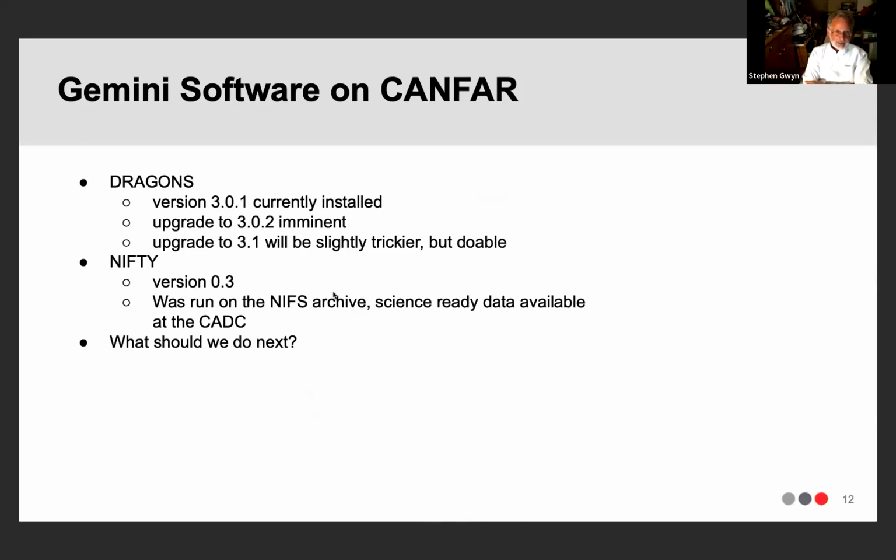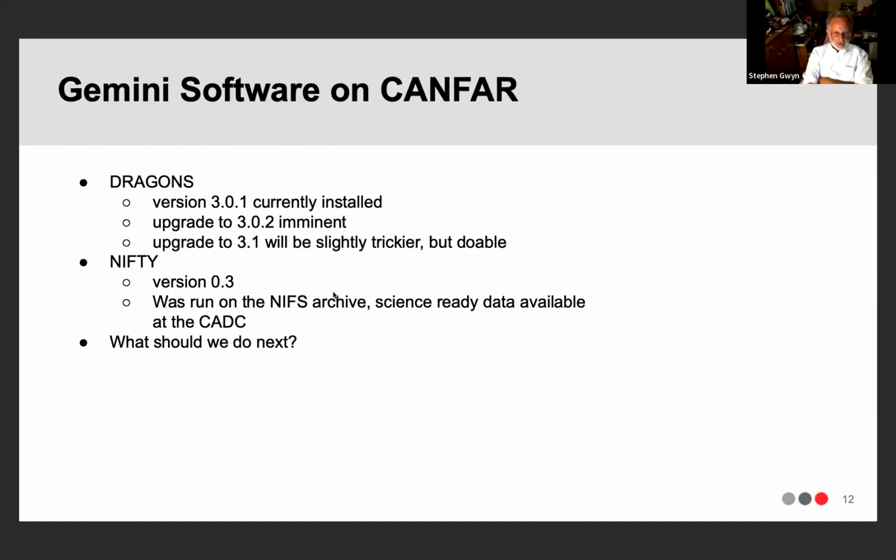So, Gemini software on Campfire. One is Dragons. We currently have version 3.0.1 installed. We will be upgrading to 3.0.2 shortly. When 3.1 becomes available, we will upgrade to that and make that available to everybody. The other piece of software we have is Nifty, which has been run on the NIFS archives and has produced science-ready data. So instead of coming in and reducing your data, the data is already pre-reduced and ready to download.